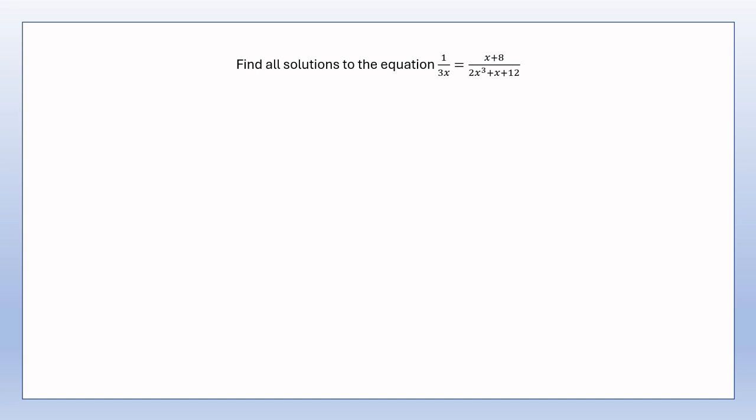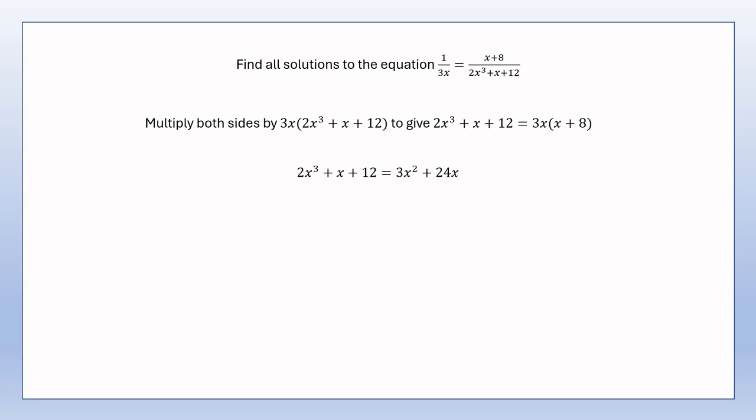then let's multiply both sides by 3x times 2x cubed plus x plus 12 to give 2x cubed plus x plus 12 equals 3x times x plus 8. And now, everything's straightforward. Expand brackets to give 2x cubed plus x plus 12 equals 3x squared plus 24x. And so 2x cubed minus 3x squared minus 23x plus 12 is equal to 0. And it's factor theorem time.